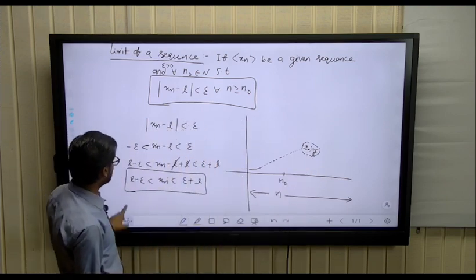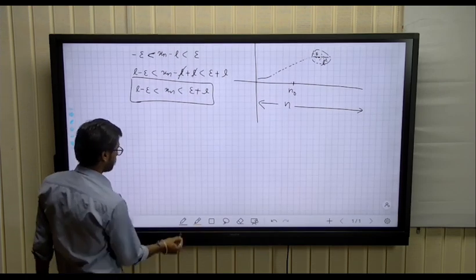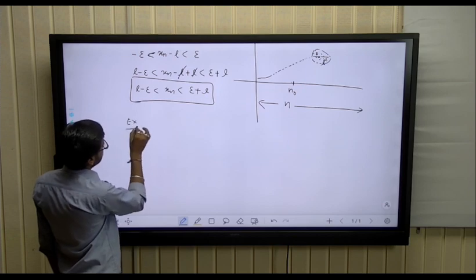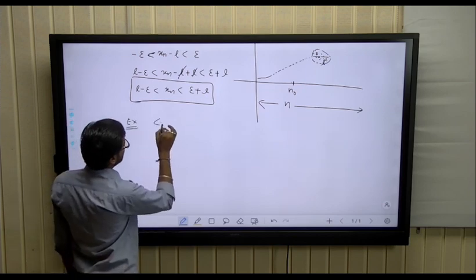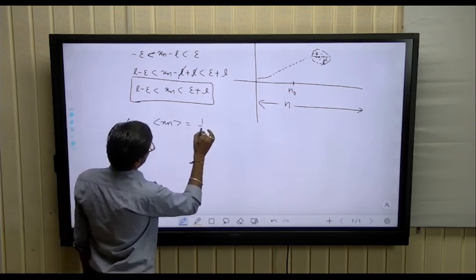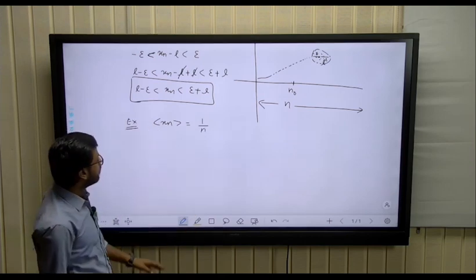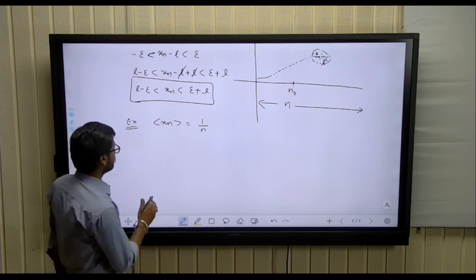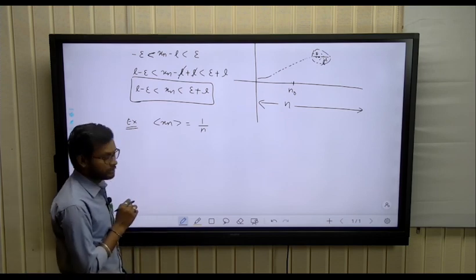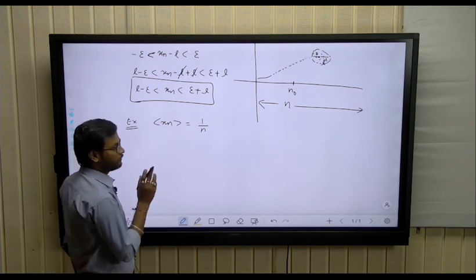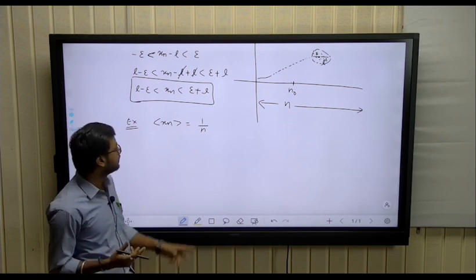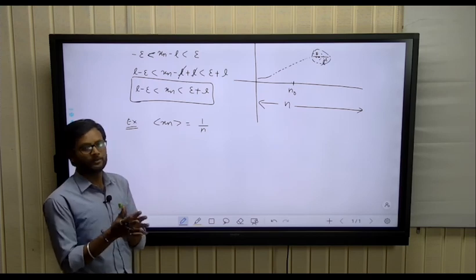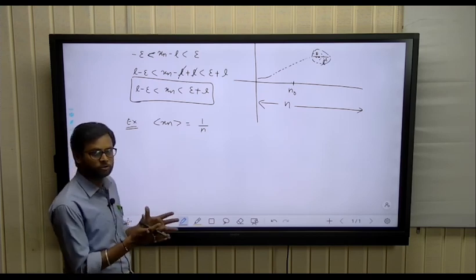Now we give an example of the limit of a sequence. See, suppose that xn is equal to 1 upon n. Now we find the limit of this sequence. To find the limit of a sequence, we have two methods. One method is the general method and the second method is the mathematical method. So we discuss both methods here.